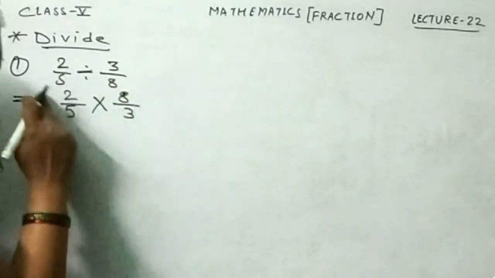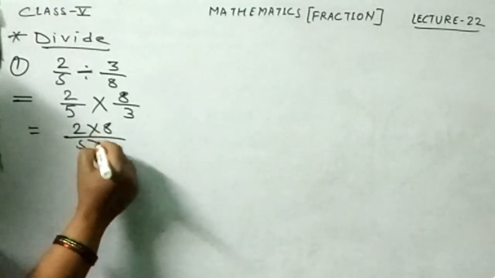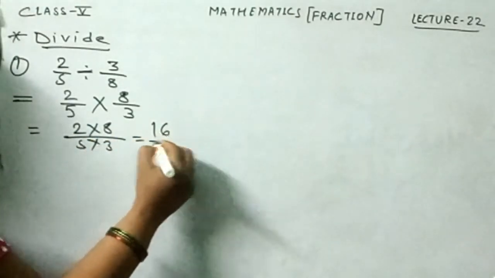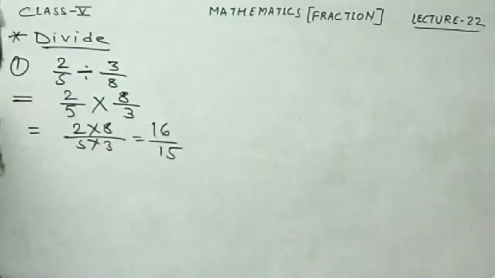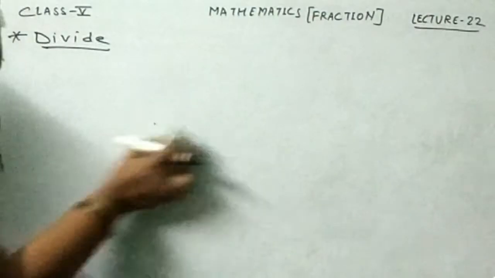And now we get the simple multiplication. So upper numbers multiply together and down numbers you have to multiply together. 2 8s are 16 and 5 3s are 15. This is the way to divide the fraction.